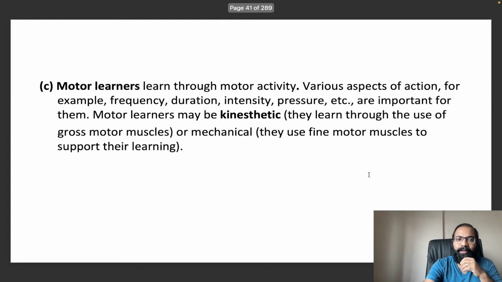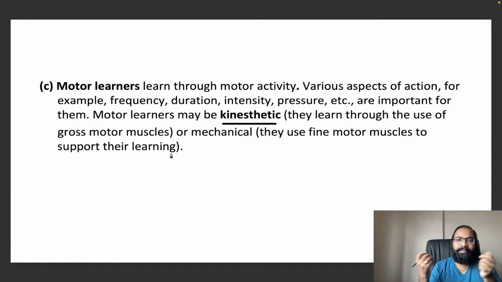Okay, and motor learners learn by doing activities. If you want to learn sports, we can't simply sit in the classroom and listen to the class; that won't work out. So in sports, motor learning must be there, with various aspects of action like frequency, duration, intensity, pressure, etc., which are most important. Motor learners may be called kinesthetic. They learn through the use of gross motor muscles. Understand?